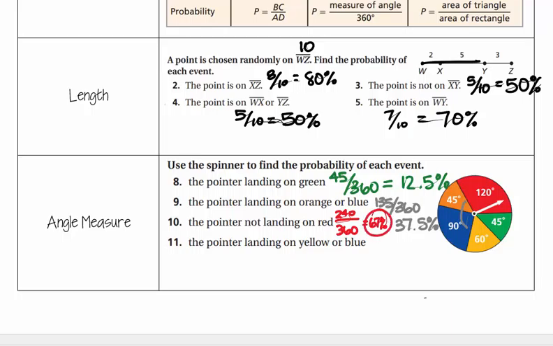And then we have the last one, landing on blue or yellow. So again, add them up. Blue or yellow takes up 150 degrees out of the 360 degree total. Throw them in our calculator, and you get about 41.7%. Hopefully not too bad.